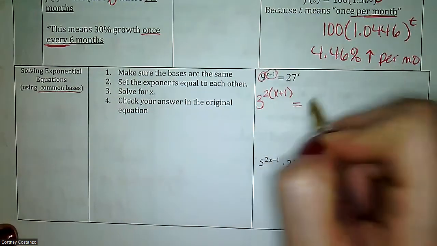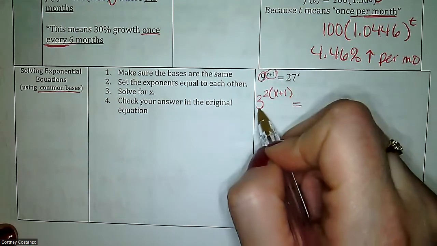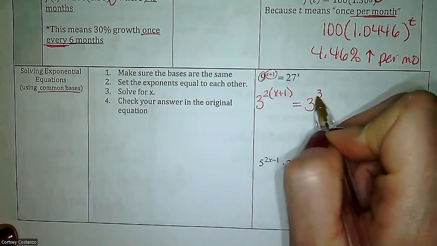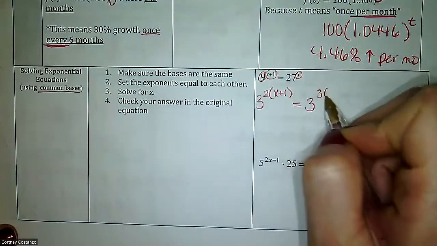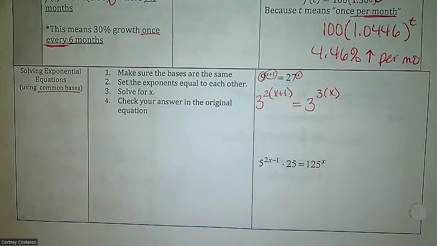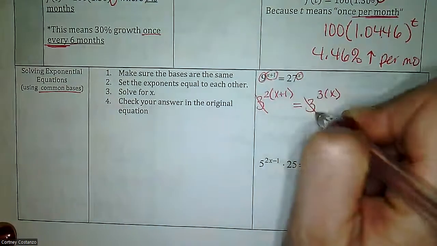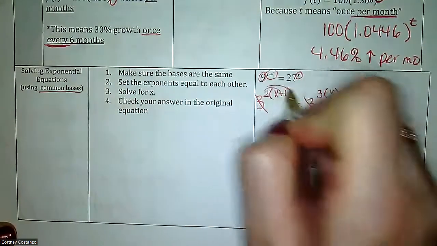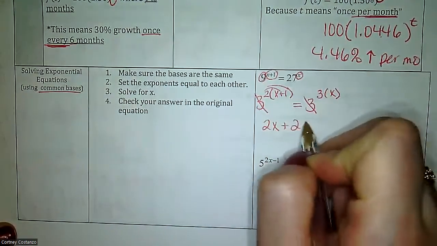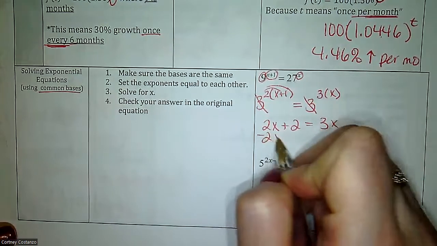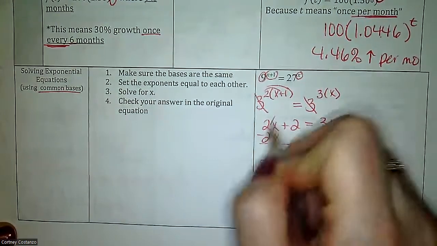So same kind of idea here. How can I turn a 27 into a base 3? Well, 3 to the 3rd power is 27. And since there's already an exponent up there, I'm going to multiply the old and the new together. Now that I have common bases, I can drop the bases, distribute maybe, save myself a rewrite, and I can get to my answer pretty quickly.